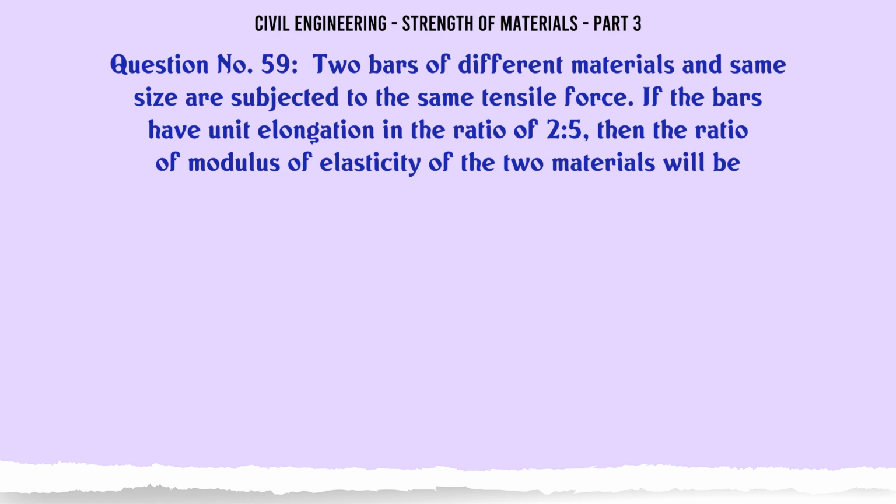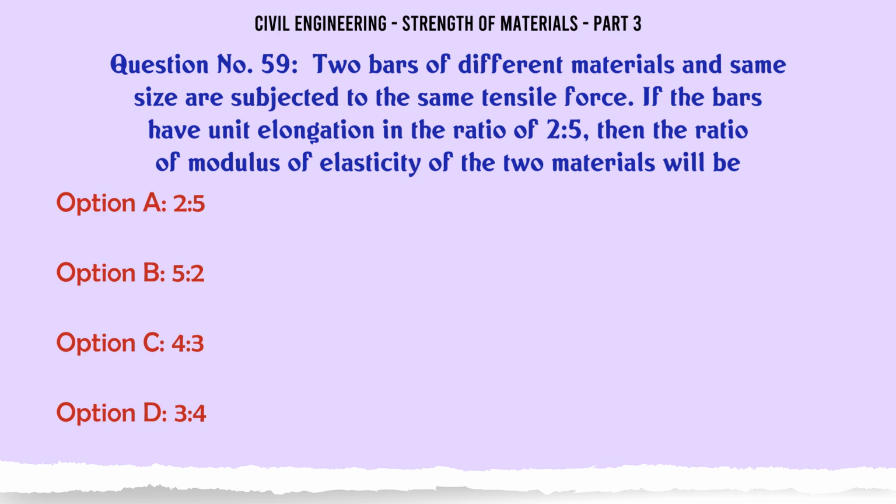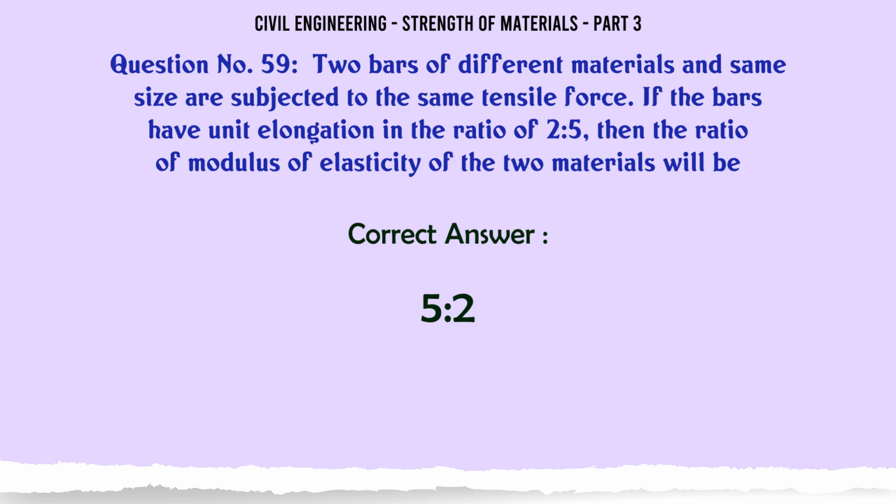Two bars of different materials and same size are subjected to the same tensile force. If the bars have unit elongation in the ratio of 2:5, then the ratio of modulus of elasticity of the two materials will be A. 2:5, B. 5:2, C. 4:3, D. 3:4. The correct answer is 5:2.